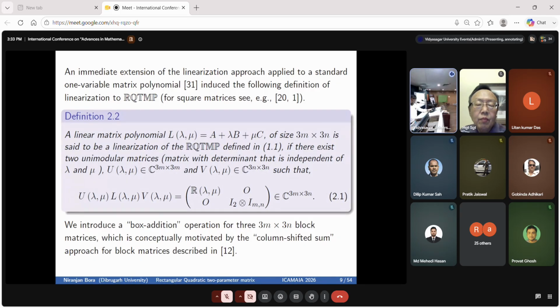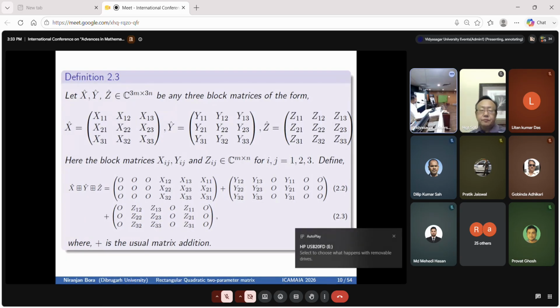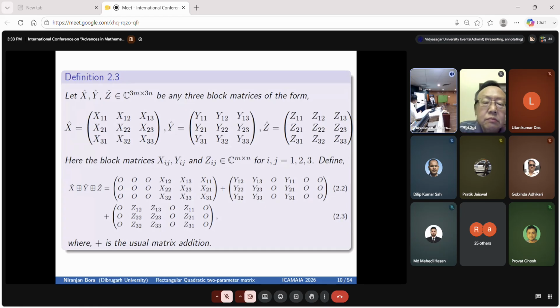So next we use another concept which is called box addition of block matrices. Here we have taken an example of how to add box-wise. We have taken three matrices X, Y, and Z, and after box addition it will become like this, and this plus is the usual matrix addition.